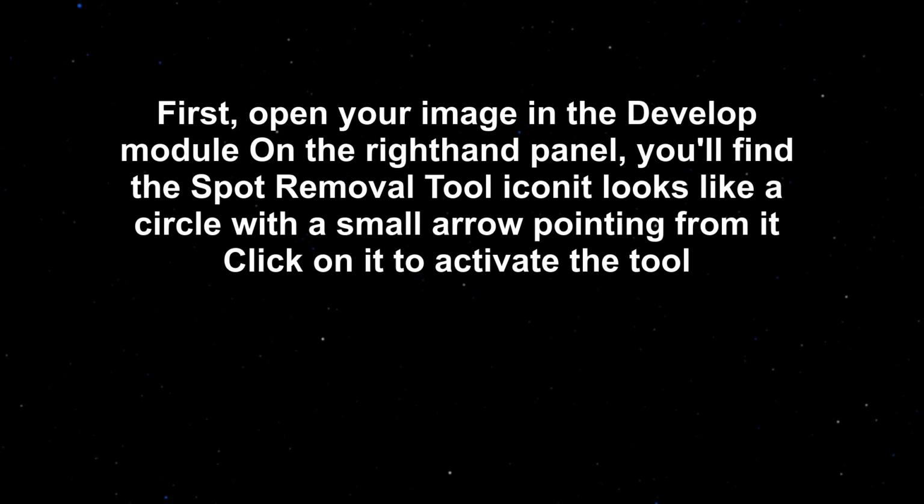First, open your image in the Develop module on the right-hand panel. You'll find the spot removal tool icon. It looks like a circle with a small arrow pointing from it. Click on it to activate the tool.